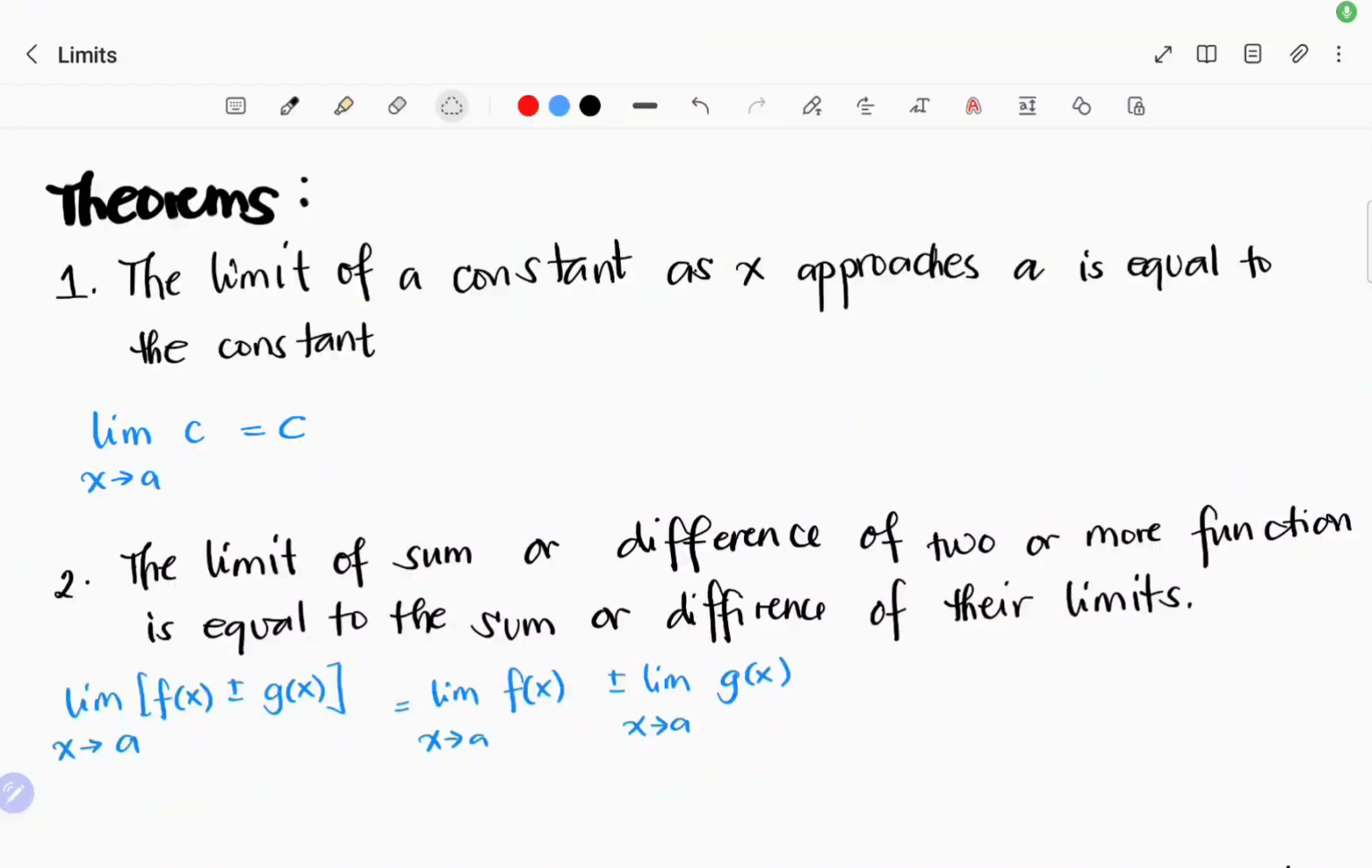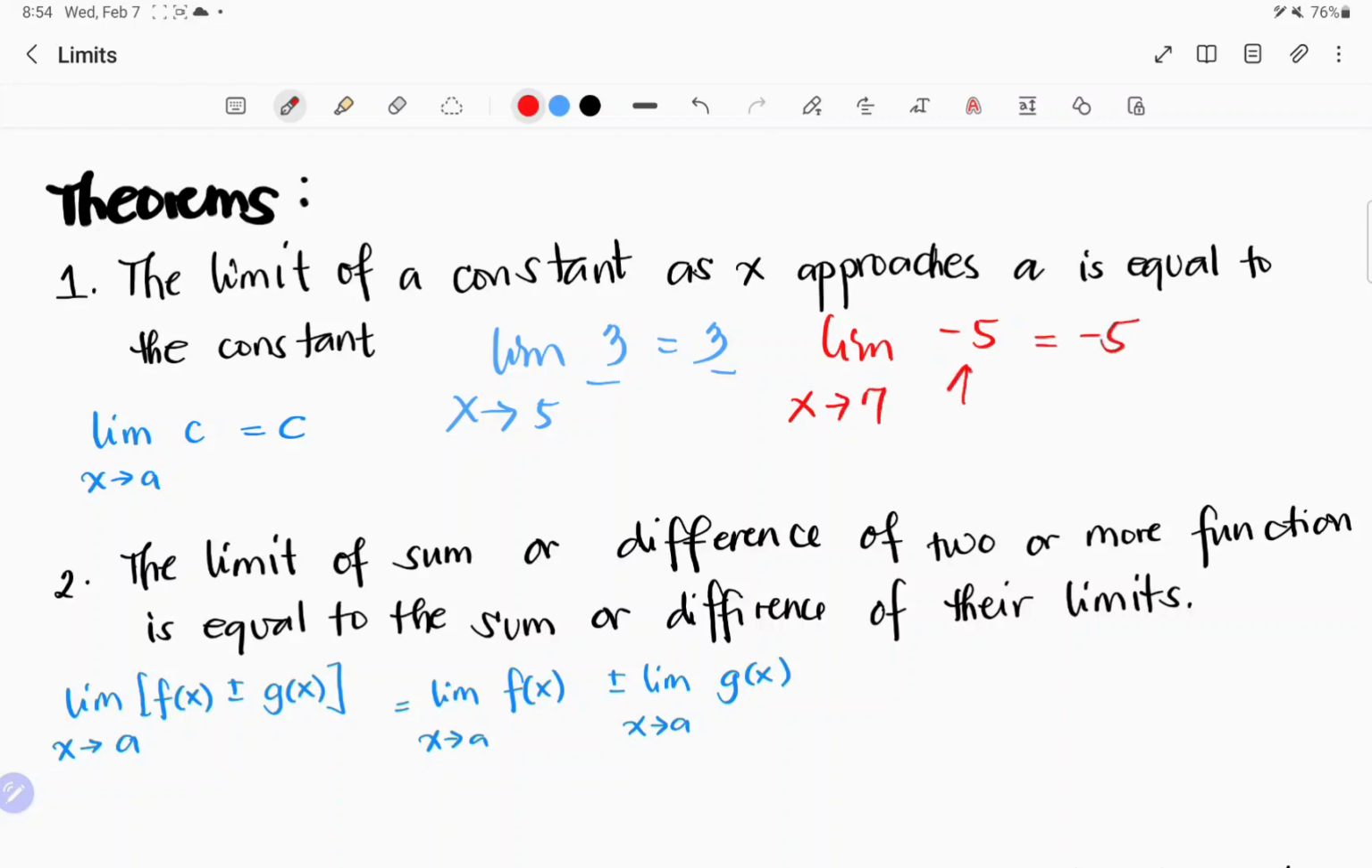Let me just remind you about some of the theorems of our limit. Number 1, the limit of a constant as x approaches a is equal to the constant. Thus, the limit of a constant c as x approaches a is equal to c also. Meaning, if we have the limit of 3 as x approaches 5, then the answer is still 3. It is still the constant. Another example, if we have a limit of negative 5 as x approaches 7, that is still equal to negative 5.